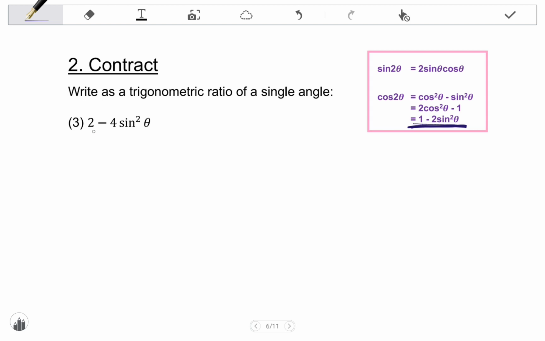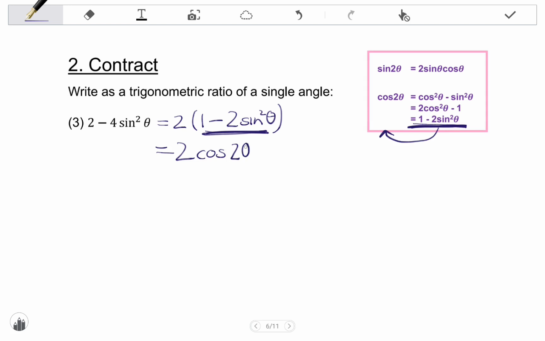Okay, but I notice that I have a common factor. So this question requires a bit of manipulation. We have to factorize out the 2. If I factorize out the 2, I'm left with 1 minus 2 sine theta all squared. And that is exactly the last option for the cos double angle. So we know that moving from right to left, it contracts to cos 2 times the angle, which was theta.